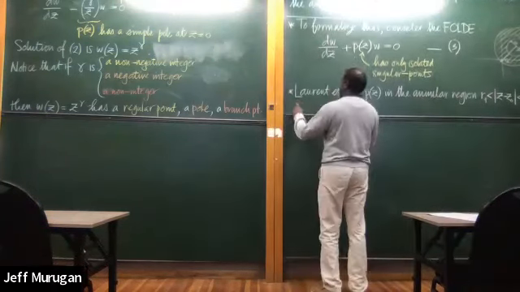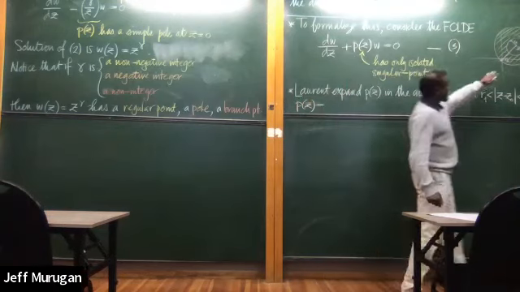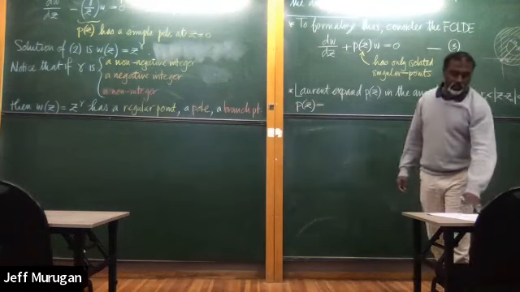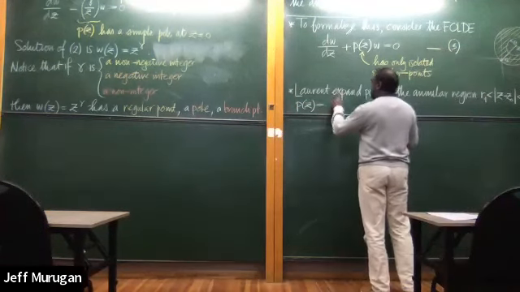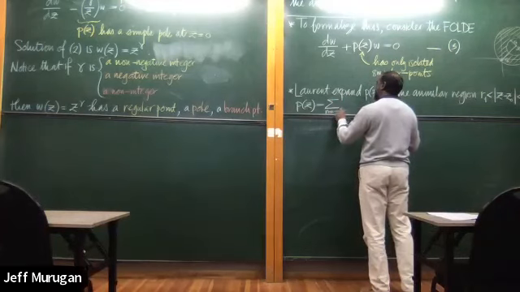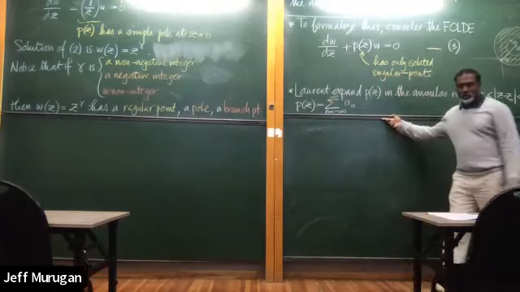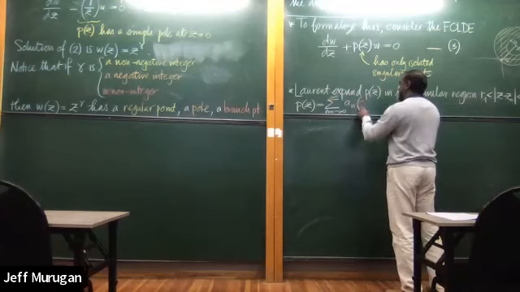So if I do this, it says that all z that lie inside this annular region, I can write P of z as the sum from n equals minus infinity to infinity of some coefficients a_n times (z minus z0)^n.